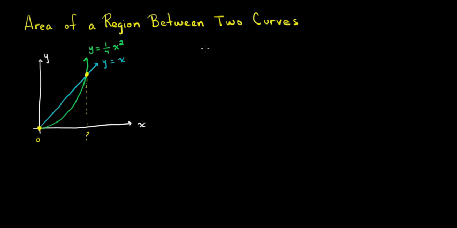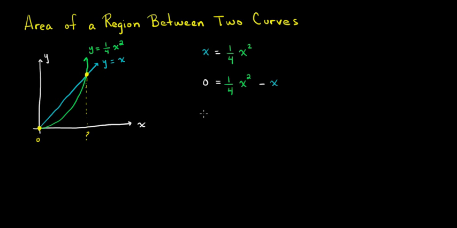My first equation is y equals x, so I'll say x equals my second function, 1/4 x squared. What I can do is move the x over, so I now have 0 equals 1/4 x squared, and then minus x, because I'm taking this x and moving it to the other side. Then I can factor out an x here.